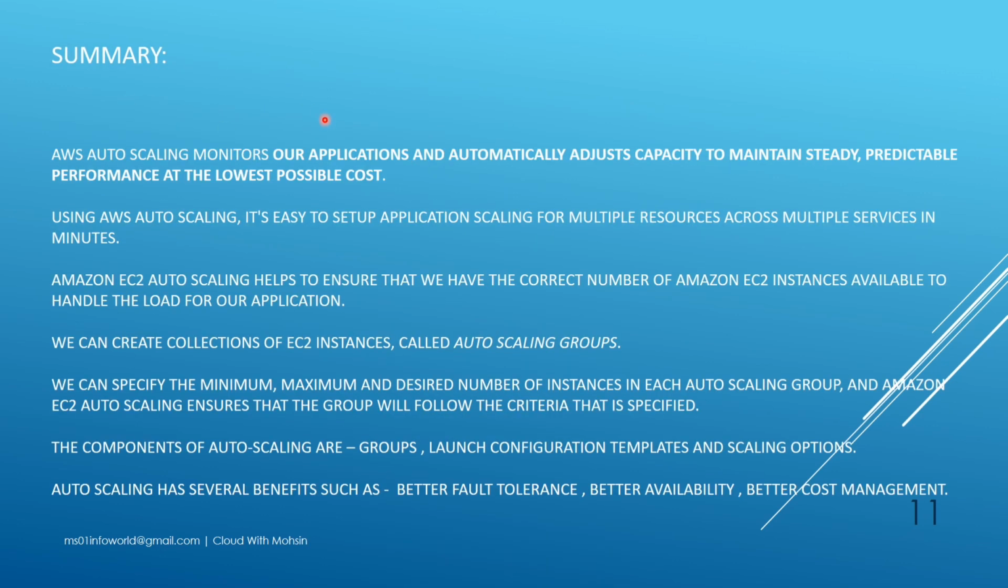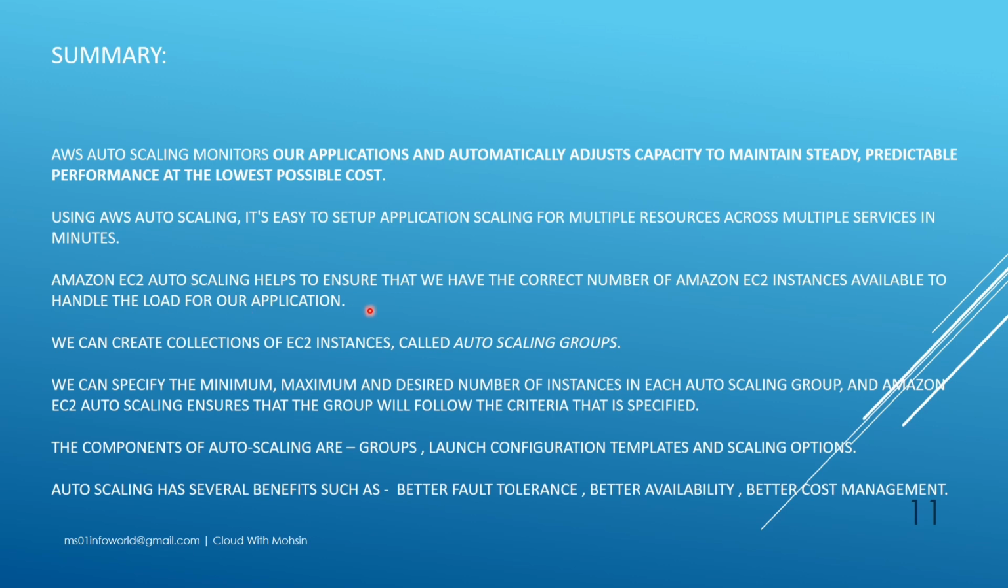Now let's talk about what we covered. As a summary, we have seen AWS Auto Scaling. It monitors our application and automatically adjusts the capacity to maintain steady, predictable performance at the lowest possible cost. It's very easy to set up scaling for multiple resources across multiple services in minutes. It's not just about EC2 instances. Services like Spot Fleet, DynamoDB, and Aurora can also leverage auto scaling.